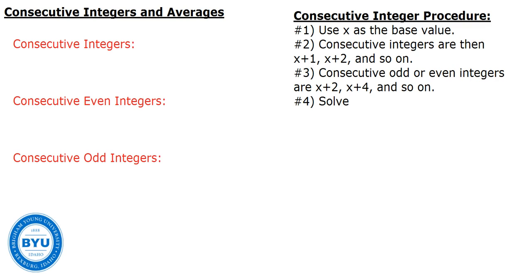We'll start with consecutive integers first. A consecutive integer just means numbers right next to each other. For example, the consecutive integers to 3 are 4, 5, 6. Consecutive integers follow each other. What if we started at 21? What are the consecutive integers? 22, 23. What if we started at 47? Well, it would be the numbers right after that, 48, 49, 50, and so on.